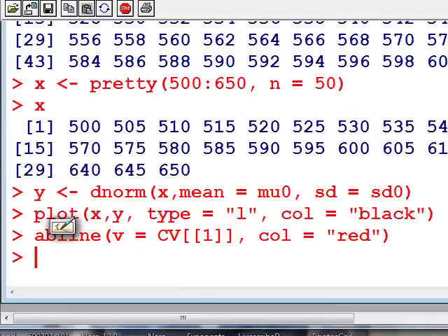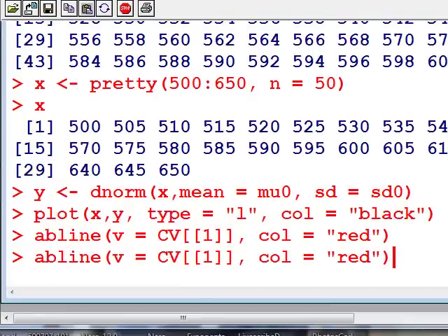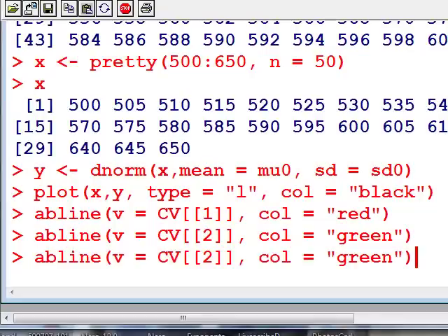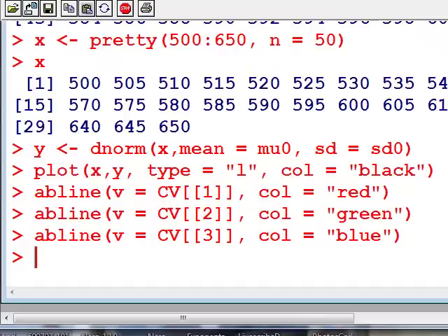Okay, so I just have to repeat this AB line command. We'll give it a different color and select a different one of the critical values. Okay, that'll work. And we need another one. Make this one blue. And this would be the critical value 3. So now we should have 3 critical values on there.